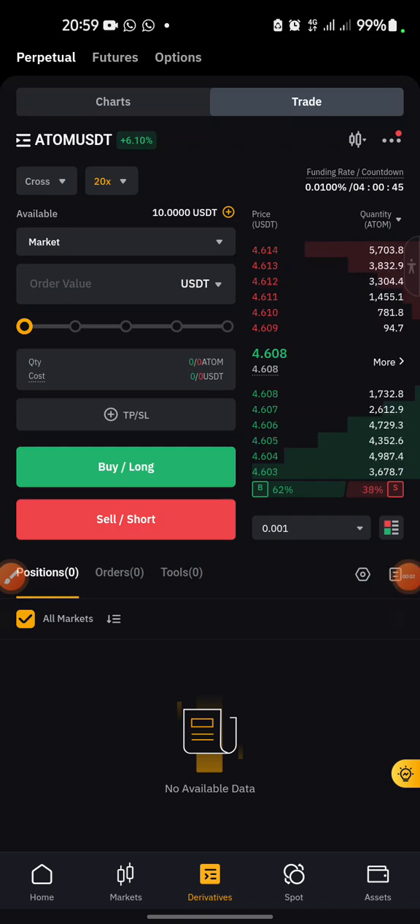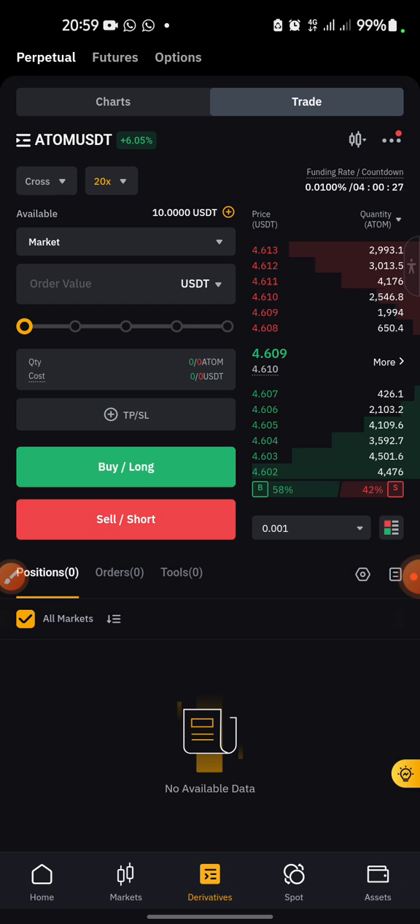For clarity's sake, as you can see, what we have up there is the market price, and this is how the market price looks. So you can see we have market, then we have order value.